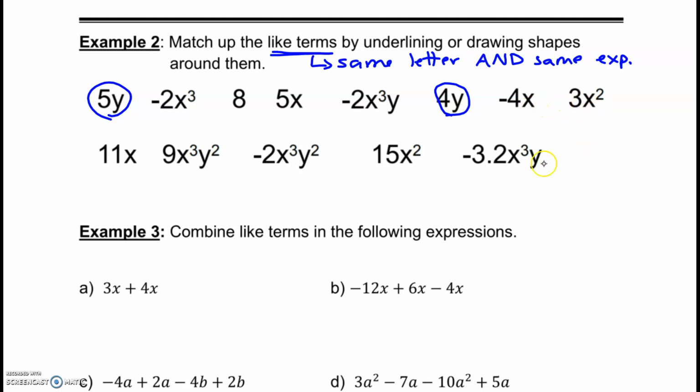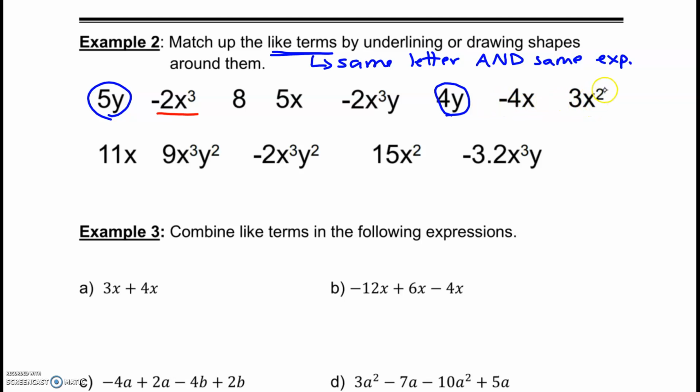Let's go across. This term has a y, but it also has an x cubed. That's not the same. Let's keep going. Okay, and no other ones. All right, I'm going to change colors to red, and I'm going to underline negative 2x cubed. So if you don't have another color, you can just underline like I am. So I'm looking for x with an exponent 3. So let's go. Here's an x, but no exponent 3. Here's an x with an exponent 3, but it also has a y, so that won't work.